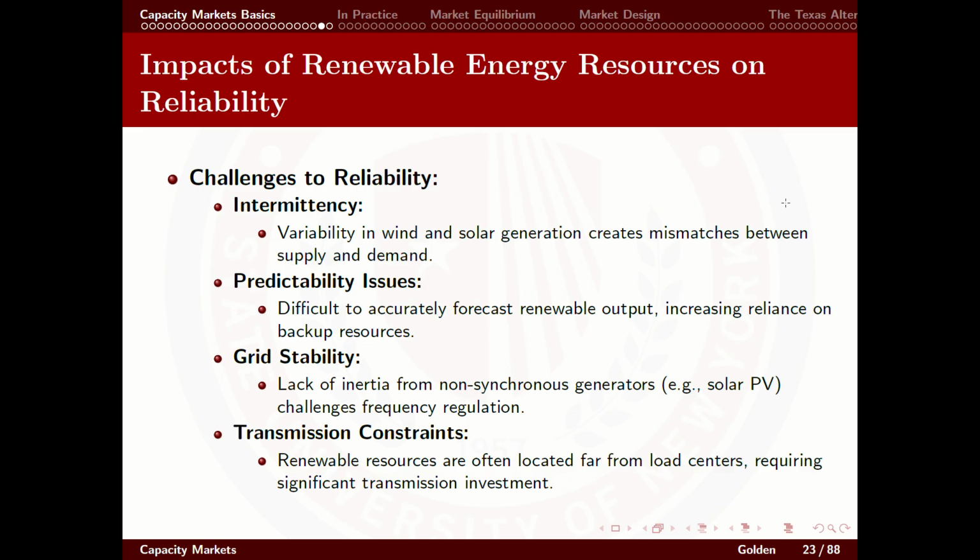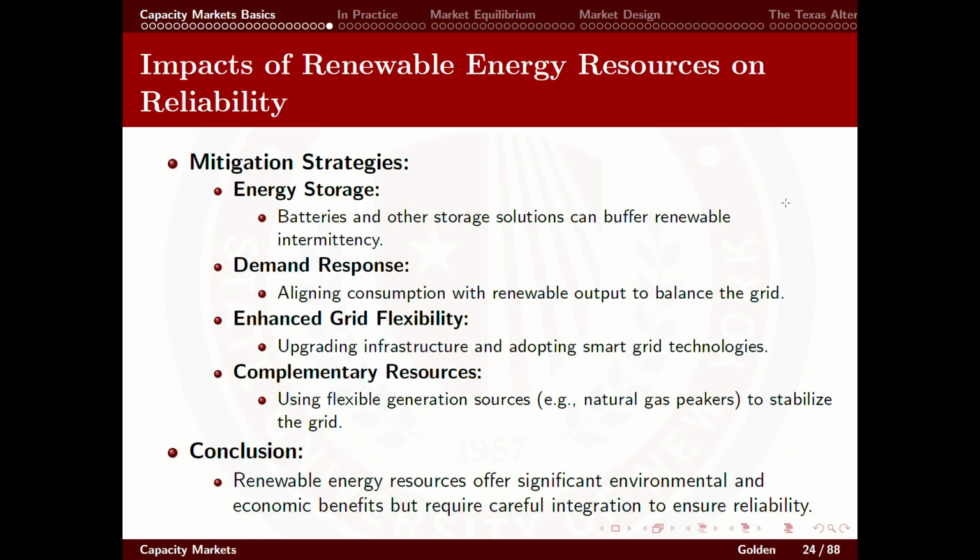Some of them, like solar PV, don't generate inertia, which we talked about in the Bidding on Electricity Markets lecture, which challenges frequency regulation. And then finally, renewable resources often are located far from load centers, which can require substantial transmission investment. You can mitigate these through energy storage, demand response, enhanced grid flexibility, greater investment in infrastructure, smart grids, and transmission, and complementary resources, using flexible generation sources to stabilize the grid.